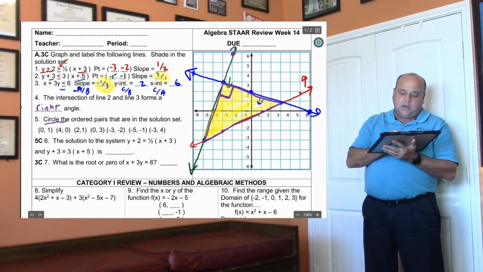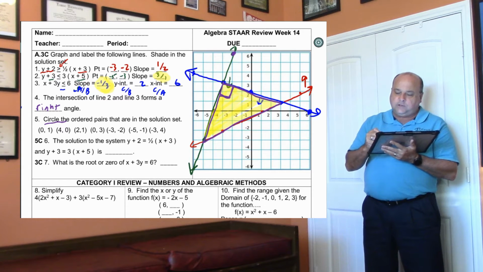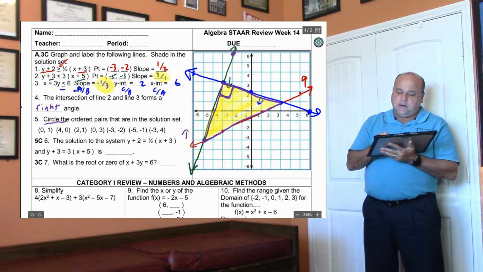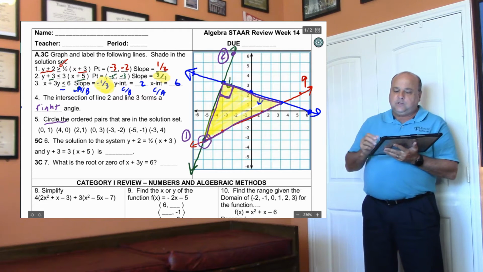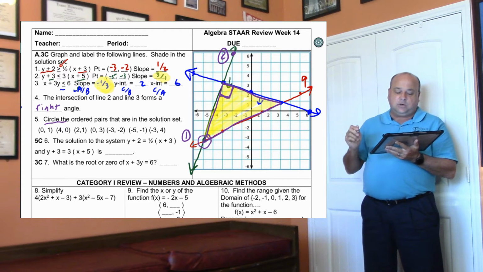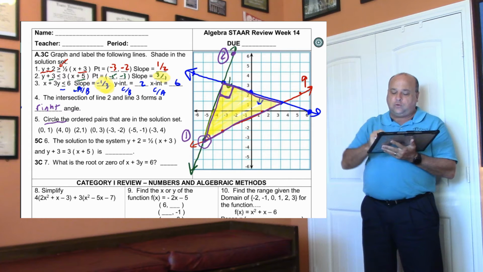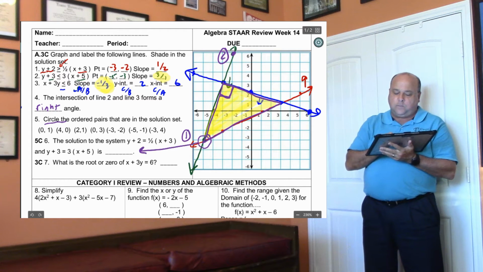The solution of, let's see, this problem is number 1. Number 1 was red, so this is my number 1. And this problem was number 2, which is blue. Was blue number 2? No, green was number 2. So it's this ordered pair right here. So the answer to number 6 is where line 1 and line 2 cross, which is that ordered pair, which is going to be -5, -3.